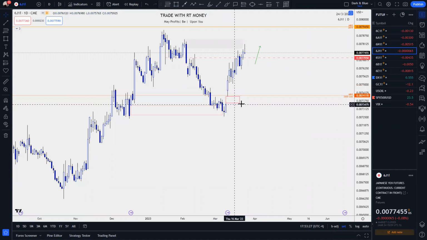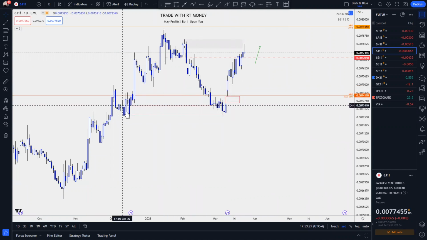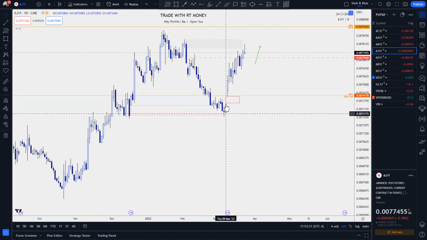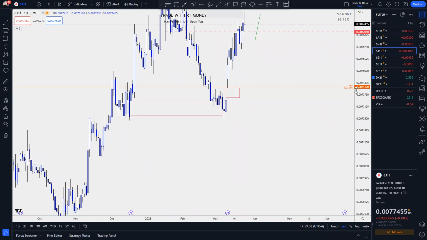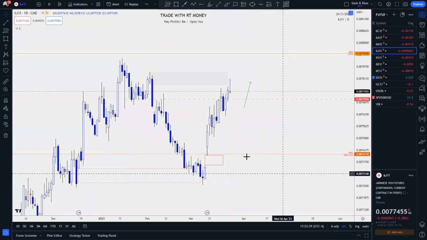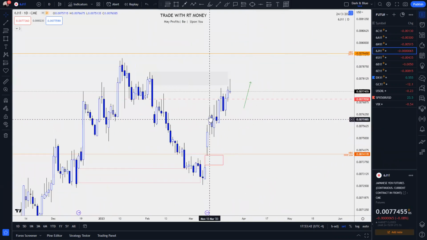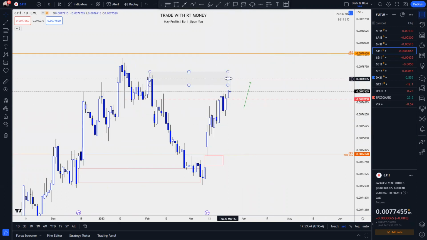Gapped up. These red boxes are gaps, or price gaps. Price comes to fill and then shoots up. Will price come and fill that at this 2002 major breakout low? We'll find out. But price has been shooting up and looking very strong.